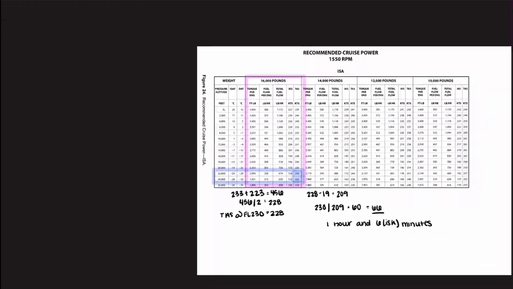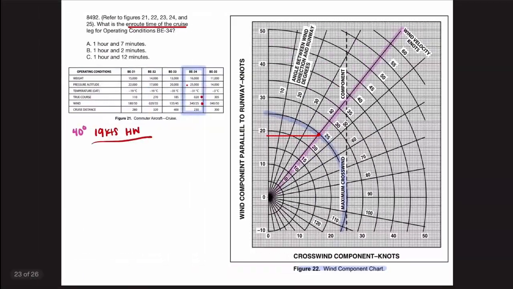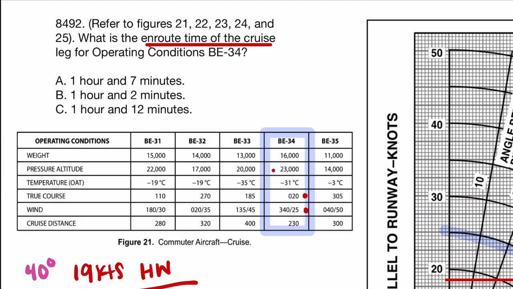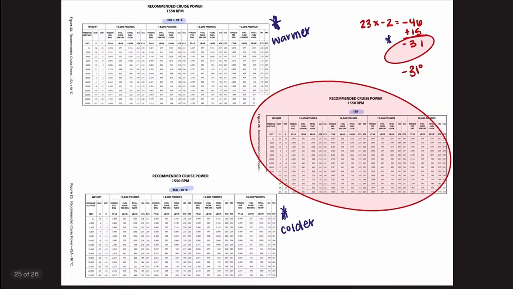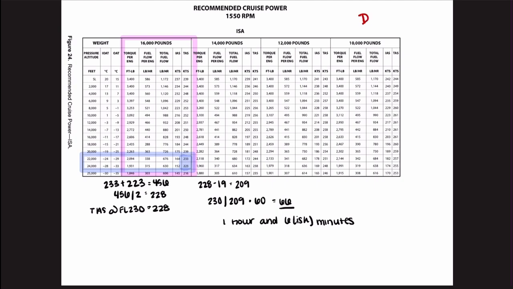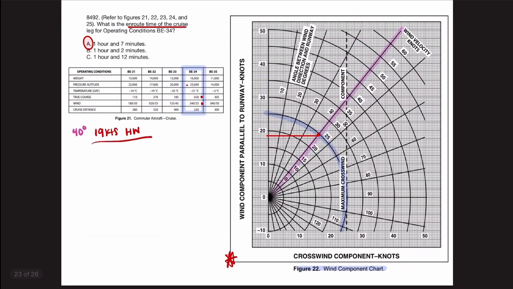Once we figured that out, we're going to go look at our answer choices over here. And amazing, we have answer choice A, 1 hour and 7 minutes. So while this is a lot of steps, as long as you can figure out your crosswind component here on this page and then ISA, all you're doing after that, this is your distance, speed, time chart. So that is pretty simple once you can break it down. And that is question 8492 done.